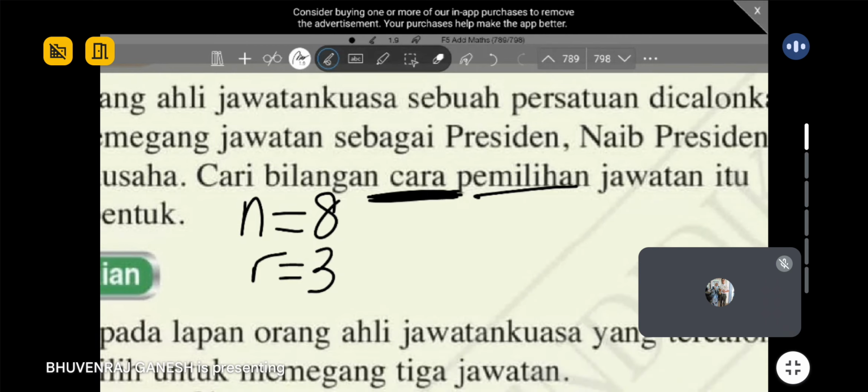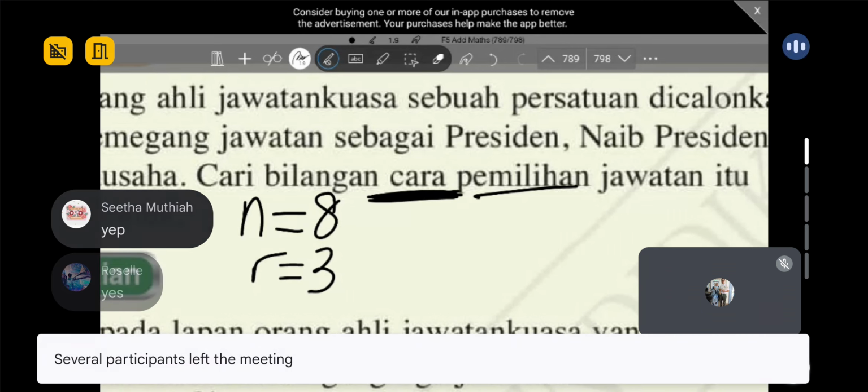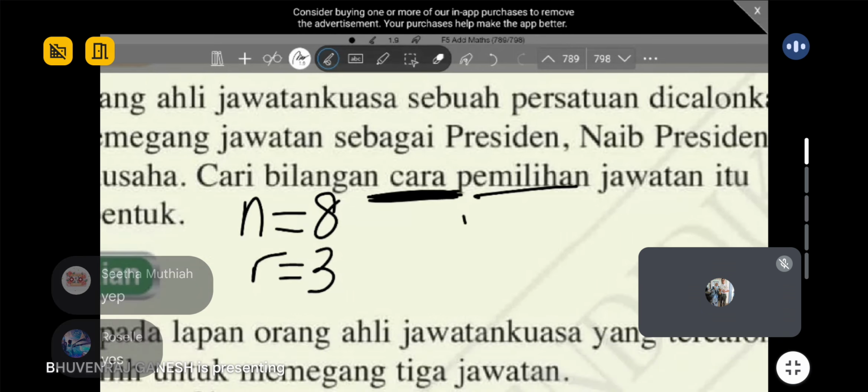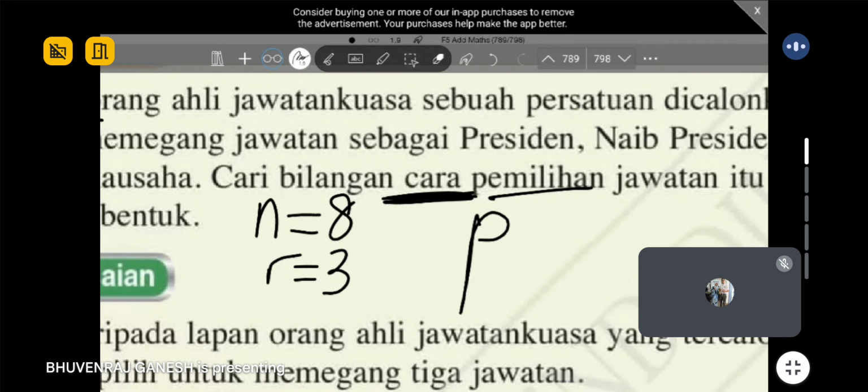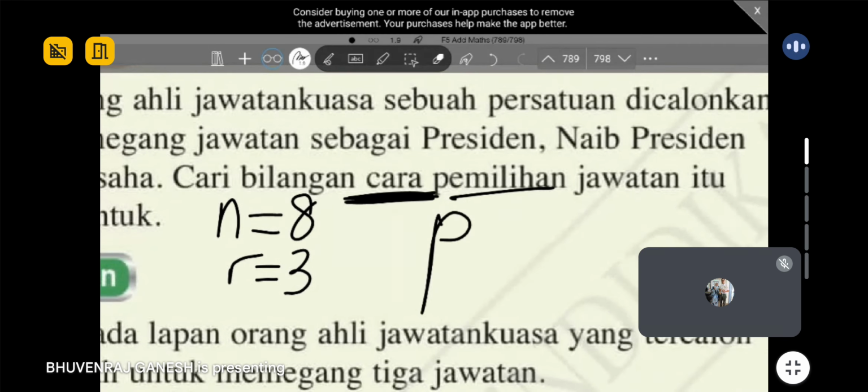Is the arrangement important? Like which one comes first, second, third? Important, right? Yeah. So that's why we need to use the P, not the C. C means arrangement not important. Gabungan susunan tak penting. So it's not directly look at the question and differentiate permutation combination. You must understand the situation also behind it.